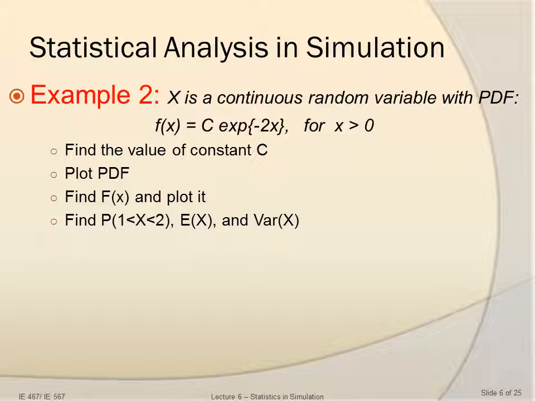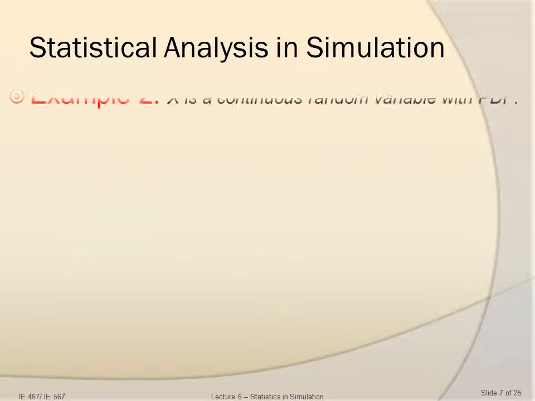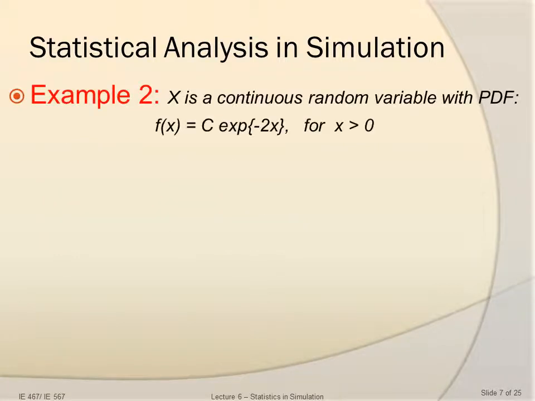You'll find the probability that x is between 1 and 2 strictly. You'll find the expectation of x and the variance of x. So again, this is a little different because it's a continuous random variable. So let's go ahead and do that.